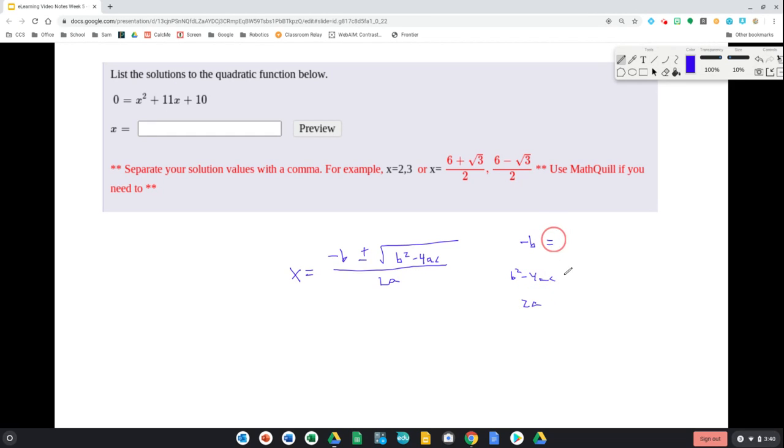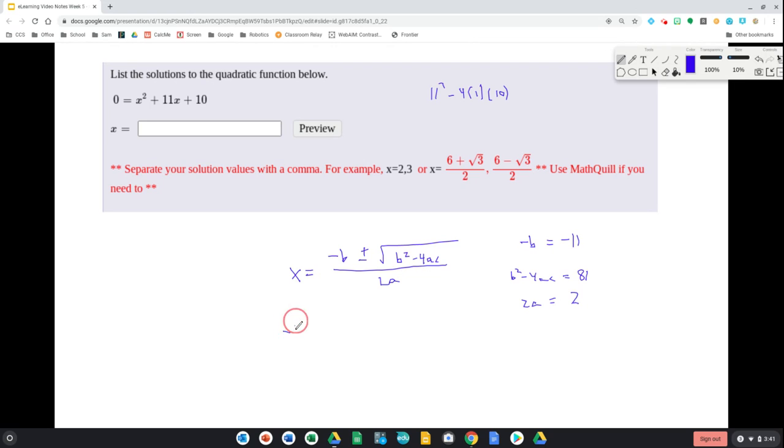So in this particular problem, what would you use for the negative b? Okay, so b is 11, so you would use negative 11. Remember, this is in the order A, B, C. Okay, for b squared minus 4ac, what would that simplify to? Okay, so for b squared minus 4ac, you should have taken 11 squared minus 4 times 1 times 10. And so when you redo that, you get 121 minus 40, which gives you 81 for b squared minus 4ac. And then what would you use for 2a? 2a would be 2 because a is 1, so 2a would be 2.